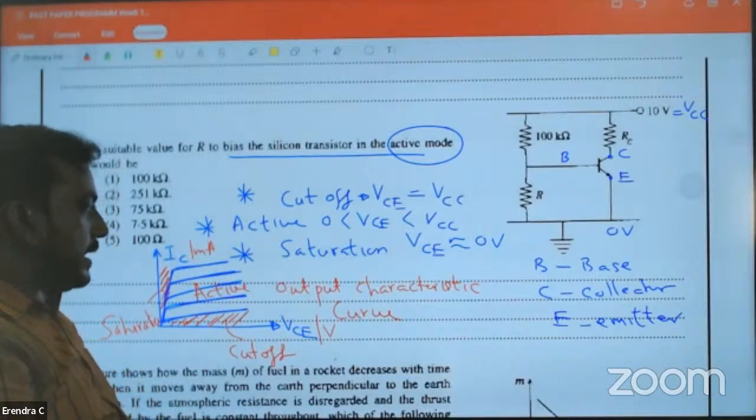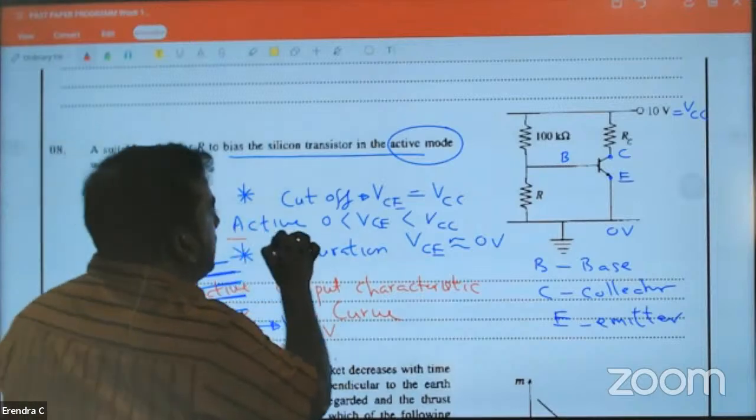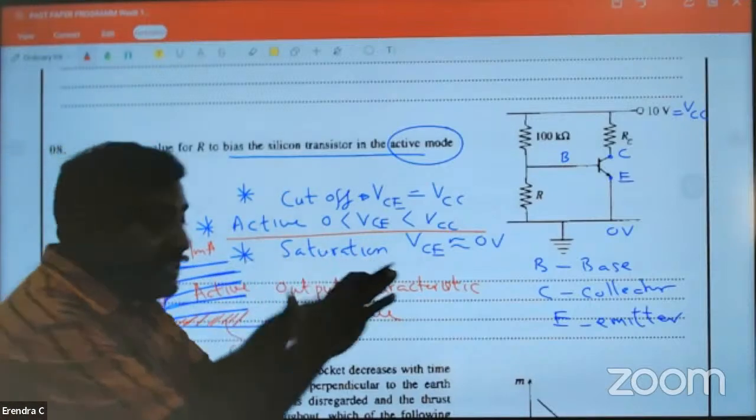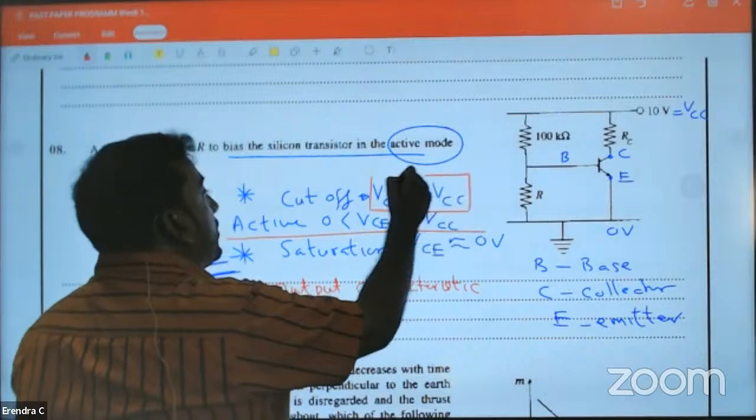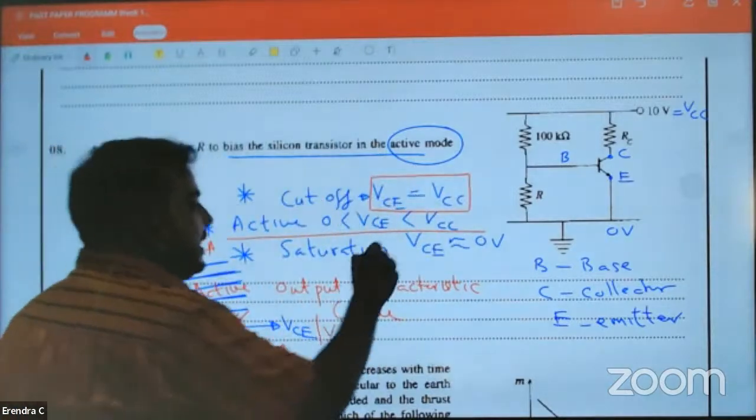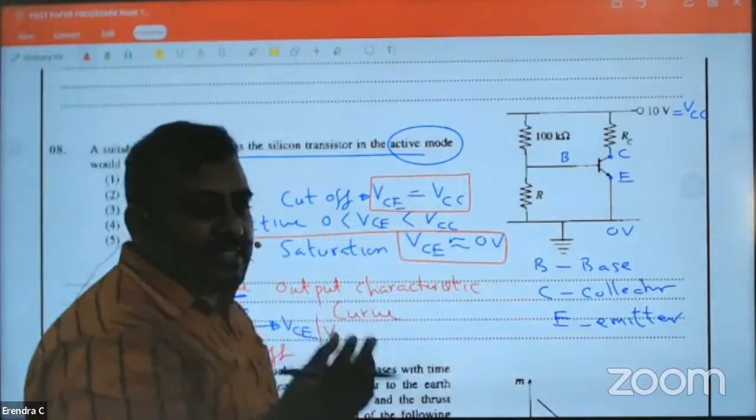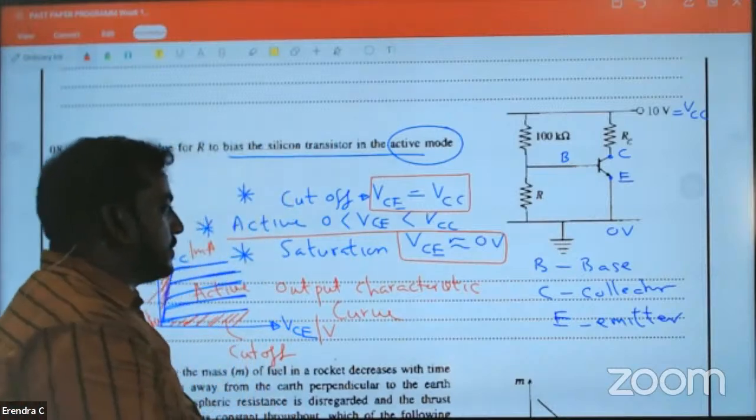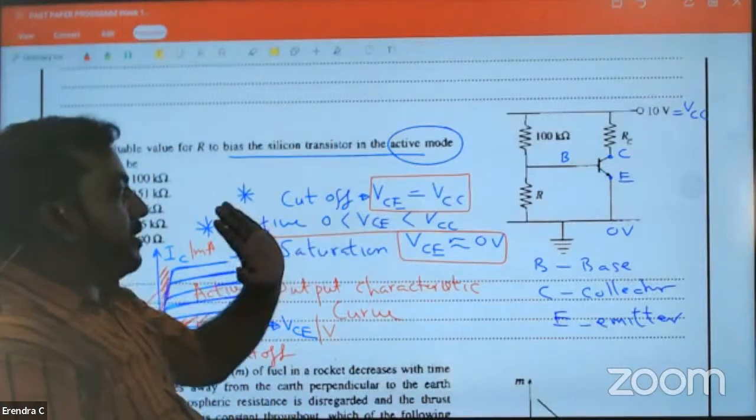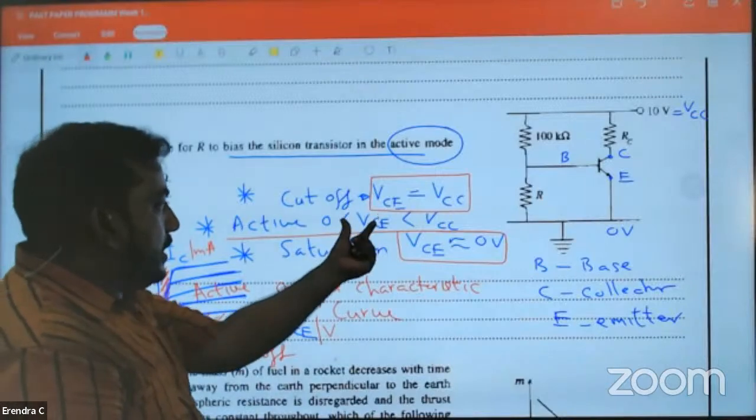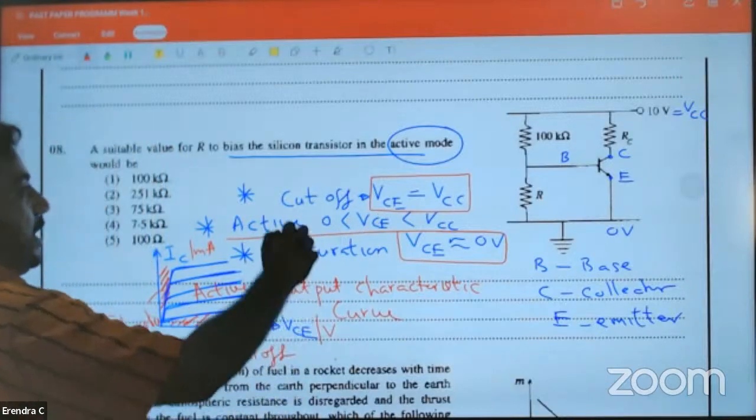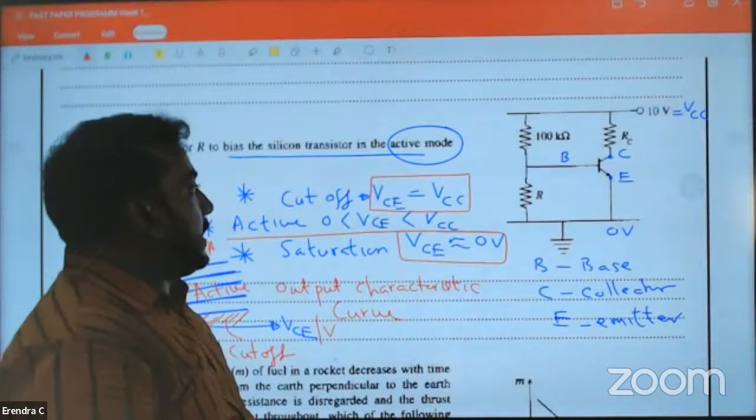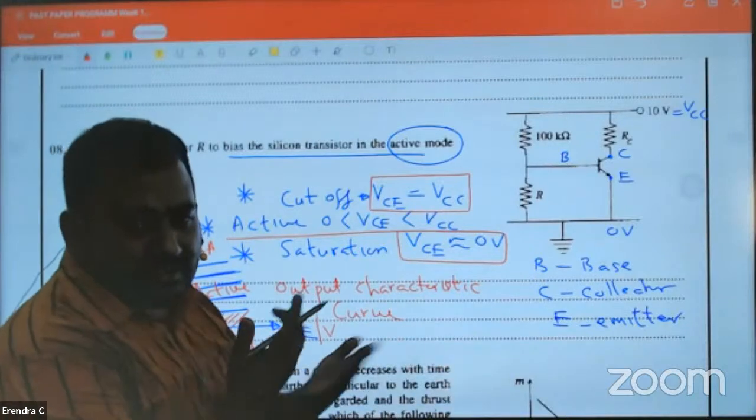Now they are questioning you on this part only. Don't worry about these two. If they ask you, you know VCE is equal to VCC in cutoff. In saturation VCE is approximately 0, sometimes 0.1, so we normally ignore it. Active region, this is your value. So they are asking, what is the resistor you should keep here? No beta value is generally given here.